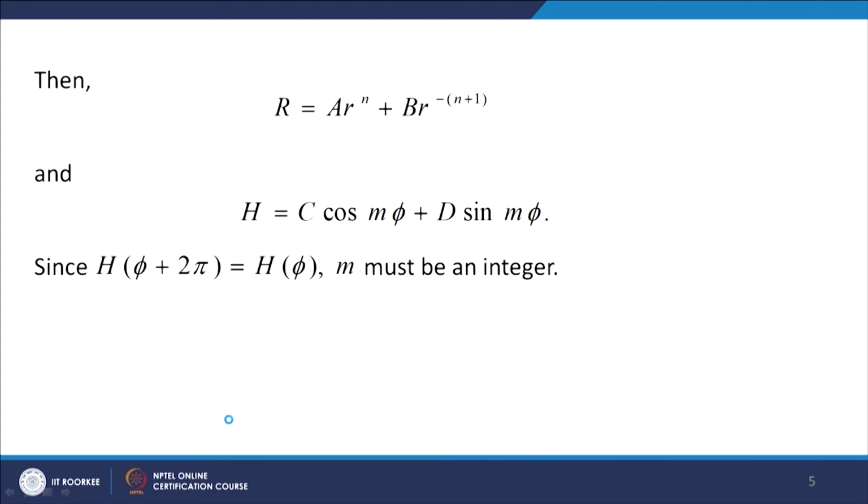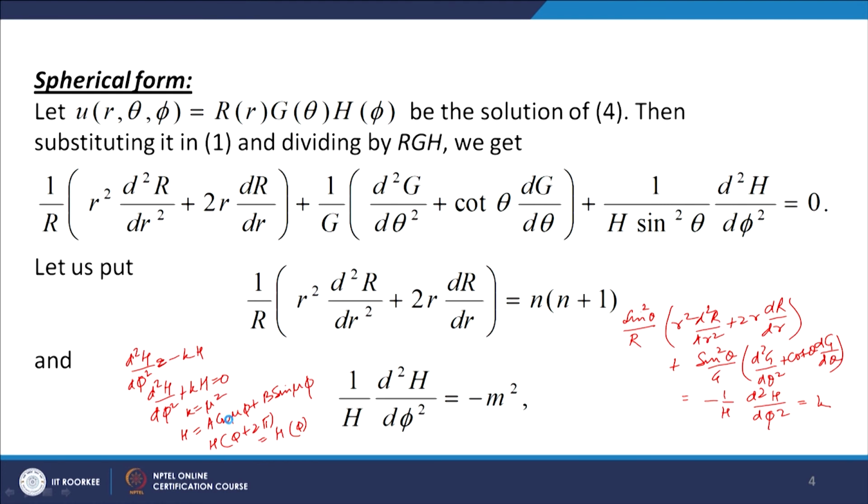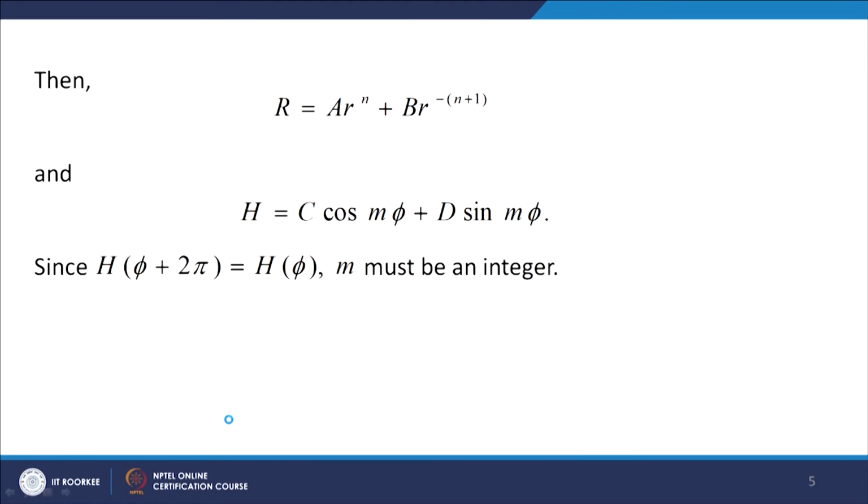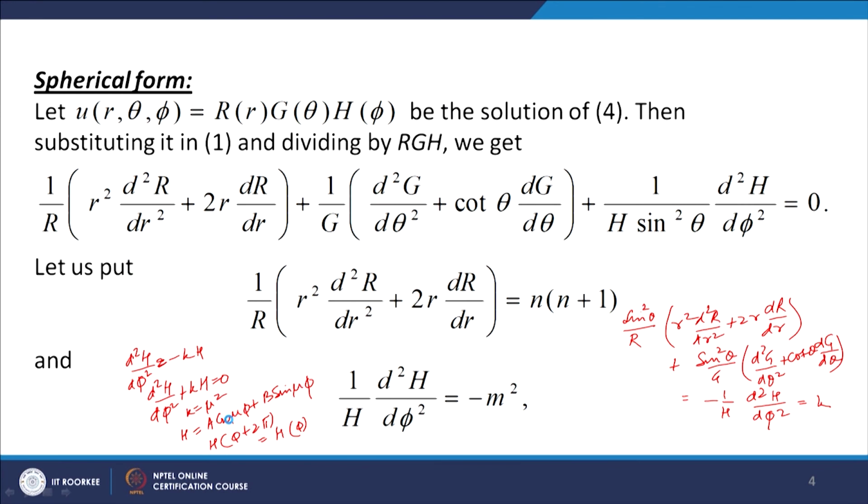So, we will have h equal to some constant into cos m phi plus d sin m phi, if we take this equal to minus m square. Because of h of phi plus 2 pi equal to h of phi, m must be taken as an integer. Now, what happens when you take this as minus m square? 1 over h d square h over d phi square as minus m square, and you take 1 over r square d square r over dr square plus 2 r dr over dr equal to n into n plus 1. Why do we take it as n into n plus 1? It will become clear later on.